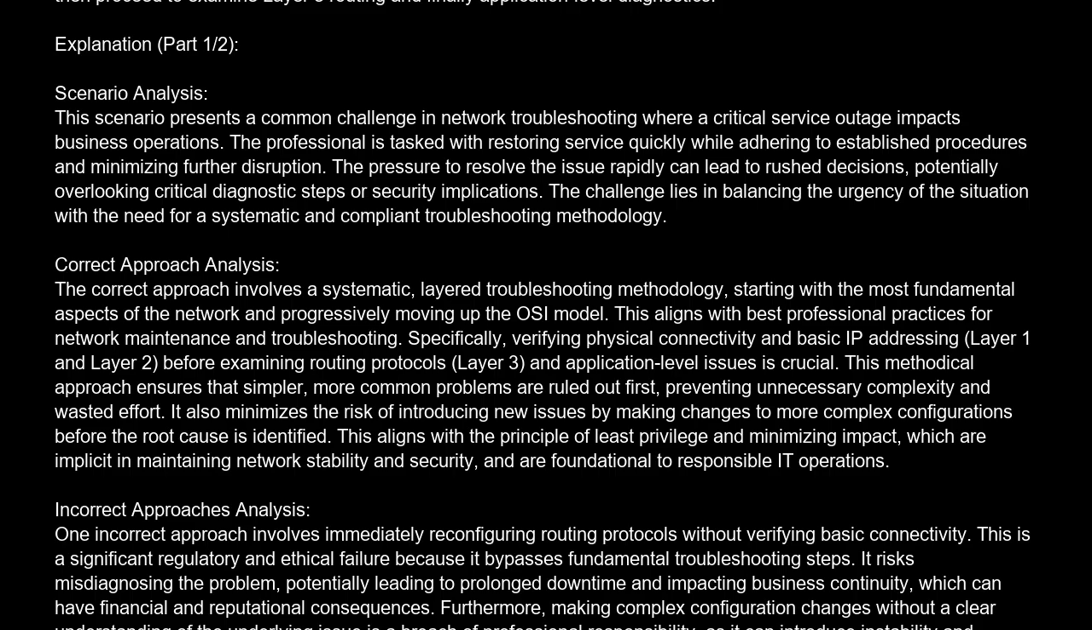Incorrect approaches analysis. One incorrect approach involves immediately reconfiguring routing protocols without verifying basic connectivity. This is a significant regulatory and ethical failure because it bypasses fundamental troubleshooting steps. It risks misdiagnosing the problem, potentially leading to prolonged downtime and impacting business continuity, which can have financial and reputational consequences. Furthermore, making complex configuration changes without a clear understanding of the underlying issue is a breach of professional responsibility, as it can introduce instability and security vulnerabilities. Another incorrect approach is to focus solely on application-level logs without checking network infrastructure.